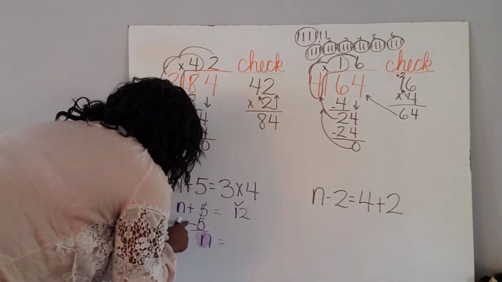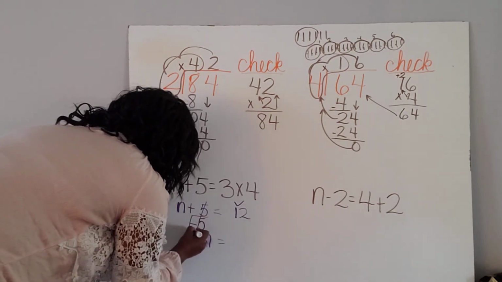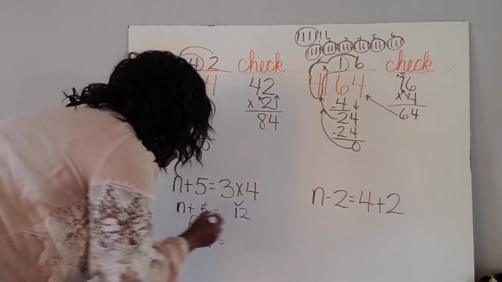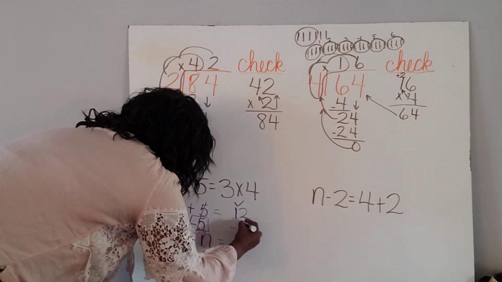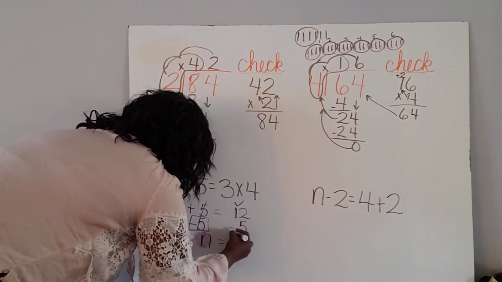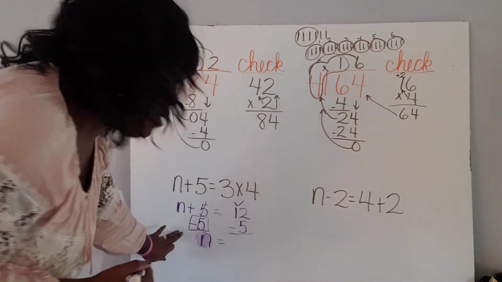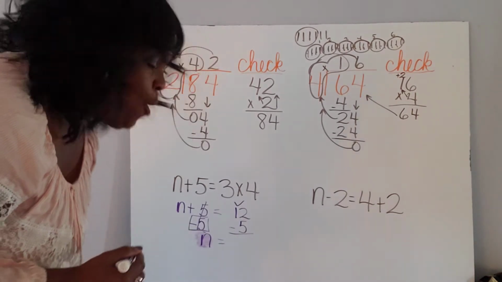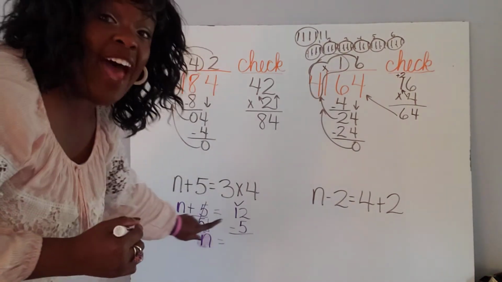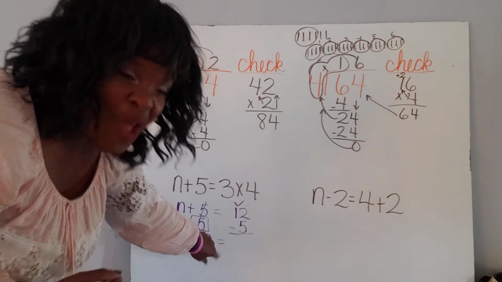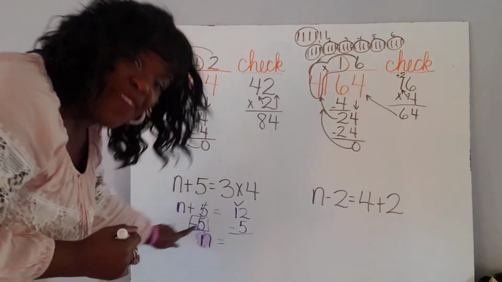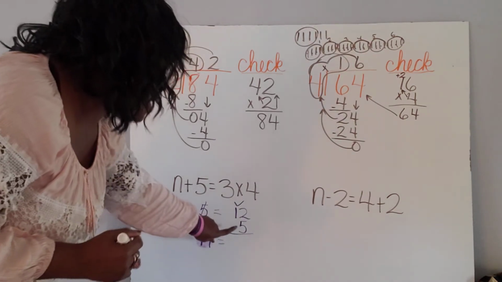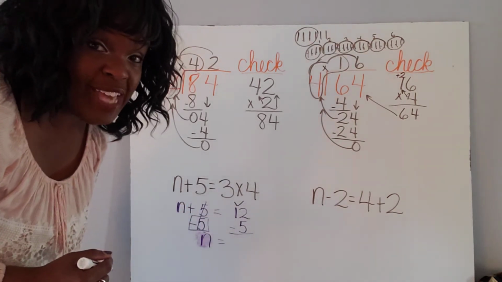What we do to one side, what did I do to this side? Subtracted 5, I have to do to the other. The same process. If I subtracted 5 from this side, I have to subtract 5 from the other side. What we do to one side, we have to do to the other. Say it. What we do to one side, we have to do to the other. So if I subtract 5 from this side, I have to subtract 5 from the other side.